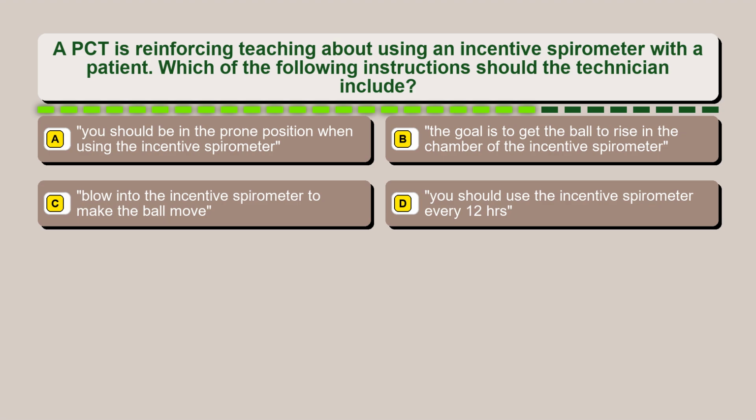Which of the following instructions should the technician include? Option A, you should be in the prone position when using the incentive spirometer. Option B, the goal is to get the ball to rise in the chamber of the incentive spirometer. Option C, blow into the incentive spirometer to make the ball move. Option D, you should use the incentive spirometer every 12 hours.